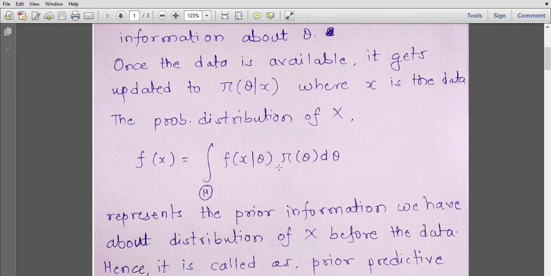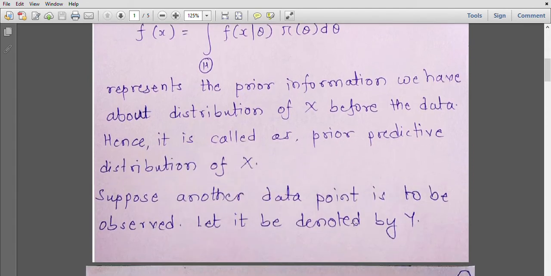Now to get the posterior distribution we need the marginal distribution of x alone, which can be obtained by using the joint distribution of x and theta like this. So integrate out theta from the joint distribution of x and theta and you get the distribution of x alone. So this represents the prior information we have about the distribution of x before getting the data. So this f(x) is called as prior predictive distribution of x.